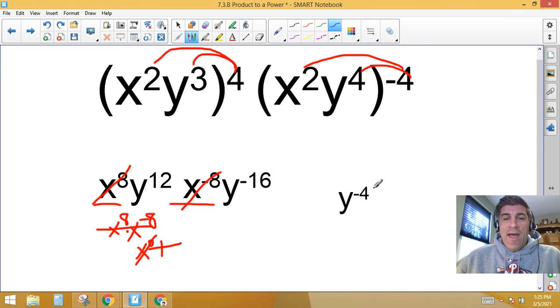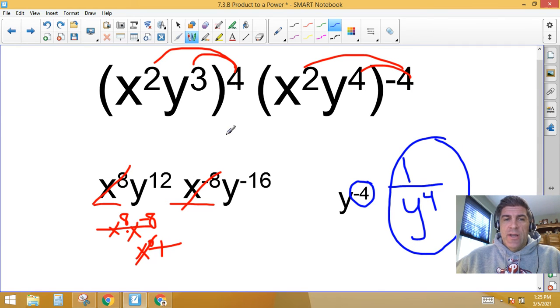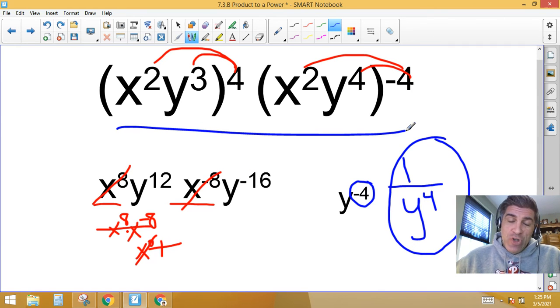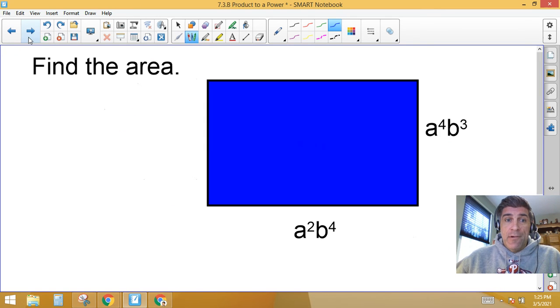No. I have a negative exponent here. I have to do the reciprocal. Since it's y to the negative 4th, I'm going to have to make it 1 over y to the 4th. And that is my simplified form. Crazy. It keeps going.